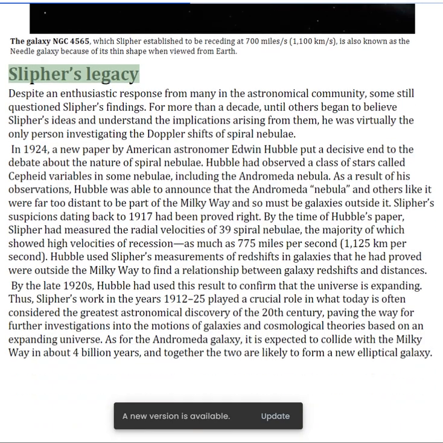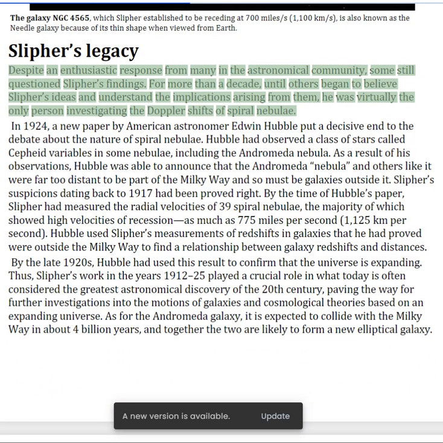Slipher's legacy. Despite an enthusiastic response from many in the astronomical community, some still questioned Slipher's findings. For more than a decade, until others began to believe Slipher's ideas and understand the implications arising from them, he was virtually the only person investigating the Doppler shifts of spiral nebulae.